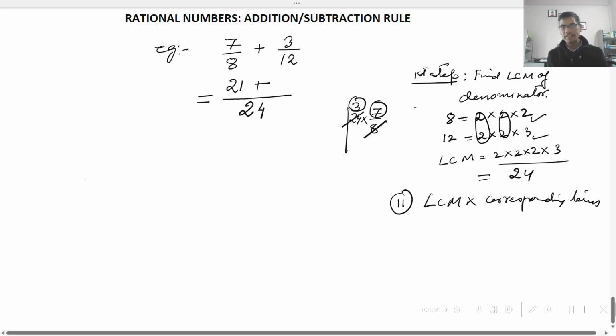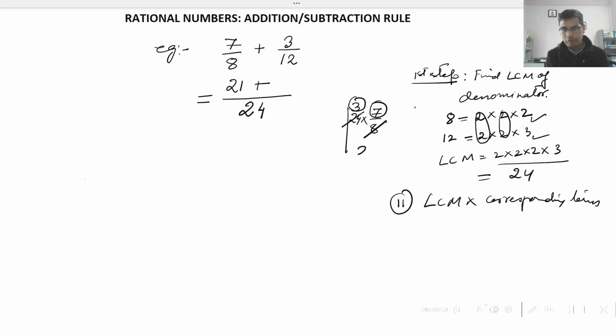To get the second term, in the same way, we multiply the second term, 3 by 12, by the LCM. Here the LCM with 12 cancel, we get 2. This 2 multiplied with 3 gives the second term, which is 6. Now we add these, so it will be 27 by 24. This is the sum of these two rational numbers.